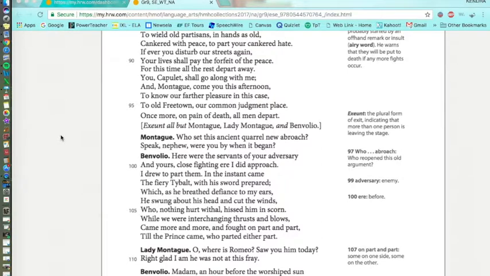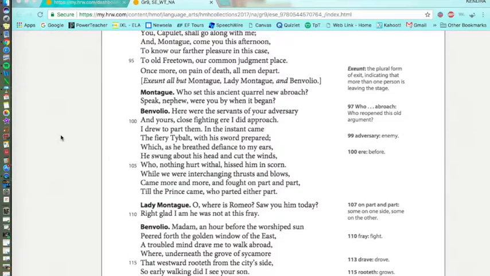Okay, so when it says exeunt all but Montague, Lady Montague, and Benvolio, everybody leaves except for Lord Montague, Lady Montague, and Benvolio. And Montague says, "Who set this ancient quarrel new abroach? Speak, nephew. Were you by it when it began?" So who started the fight? Benvolio says, "Here were the servants of your adversary, and yours close fighting ere I did approach. I drew to part them. In the instant came the fiery Tybalt with his sword prepared." So he says, two servants from each side started the fight, and I came to break them up. And then when Tybalt came in, it all went downhill from there.